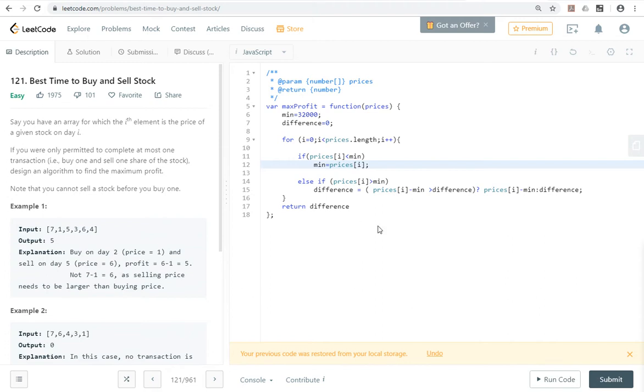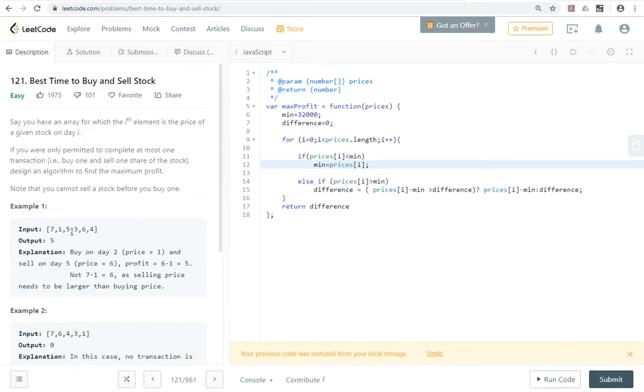This is day 2 of my journey towards getting my dream job at Google, which I probably won't get. Today's problem is an easy problem, which is best time to buy and sell a stock.